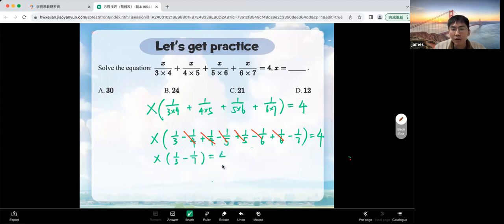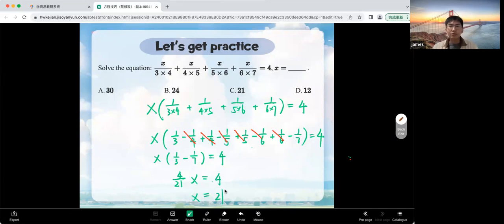That's equal to 4. And the calculation of 1 over 3 minus 1 over 7 is pretty easy. If you calculate that, you'll find that is equal to 4 over 21. 4 over 21 times x is equal to 4. And everybody, you say, what's the value of x? Everyone, x is equal to 21. Okay, so this is how we solve the equation right over here by using the splitting method.